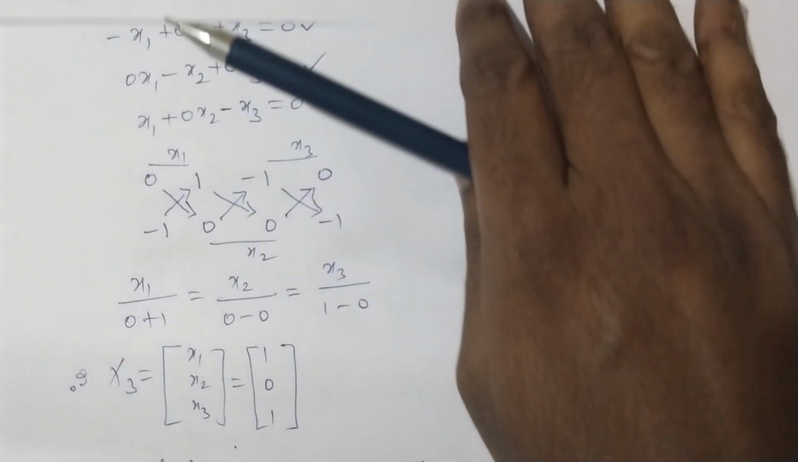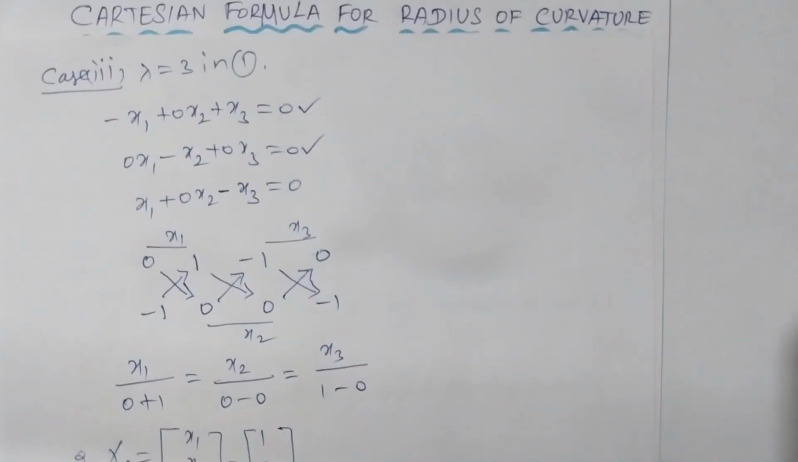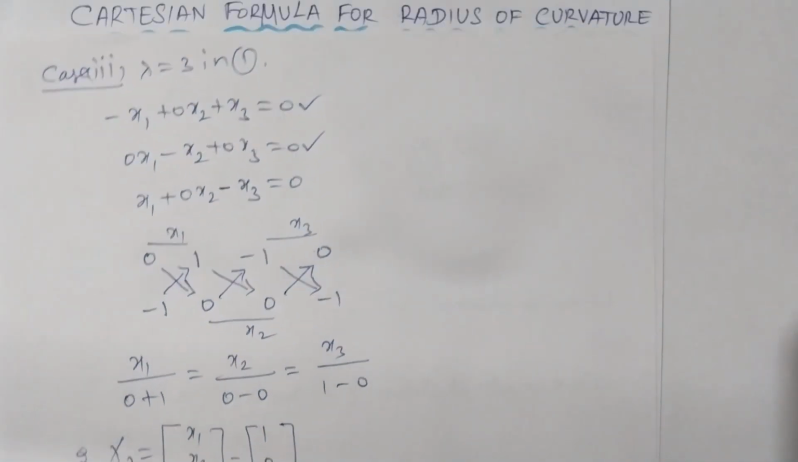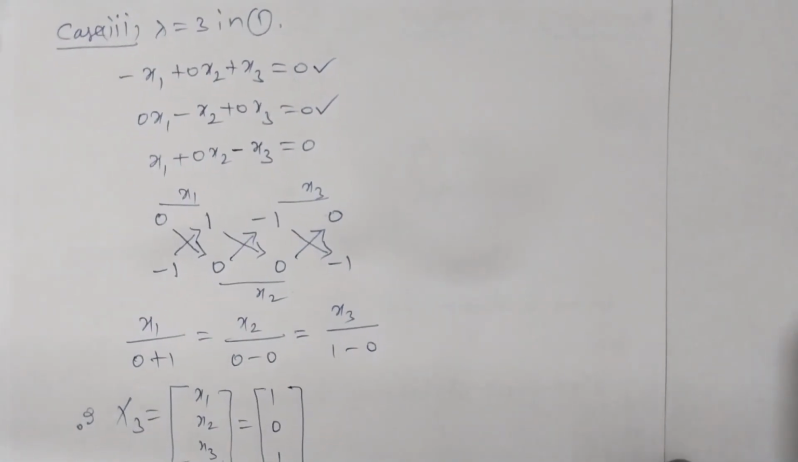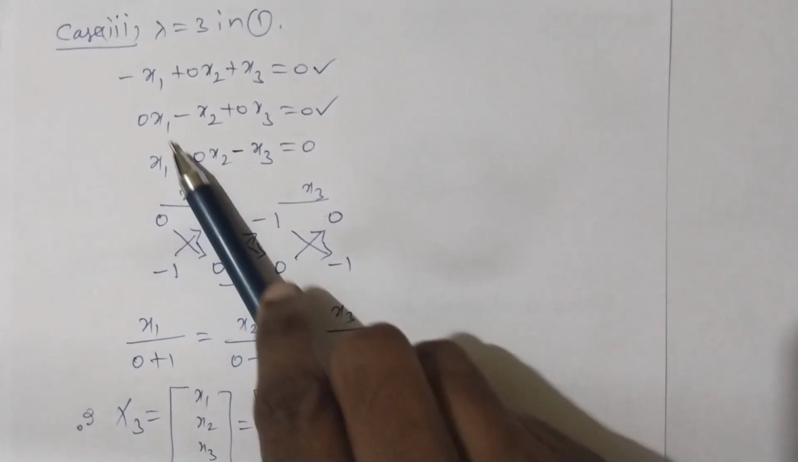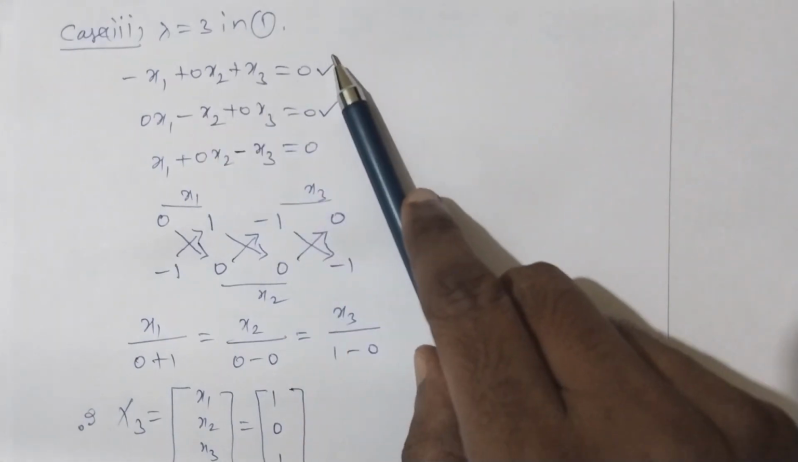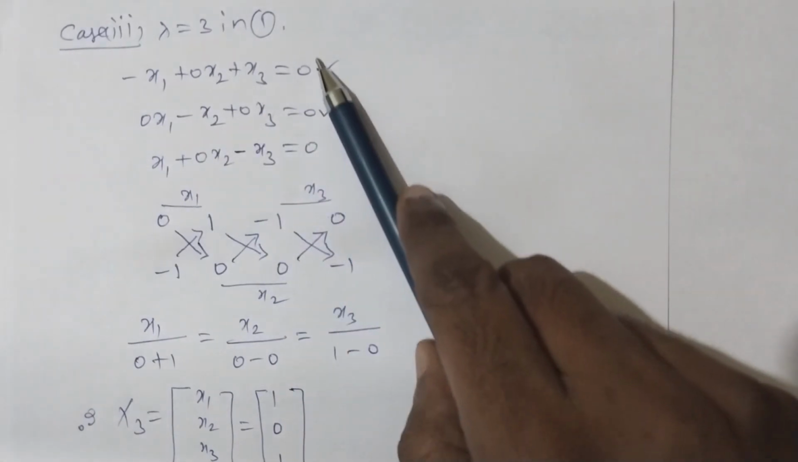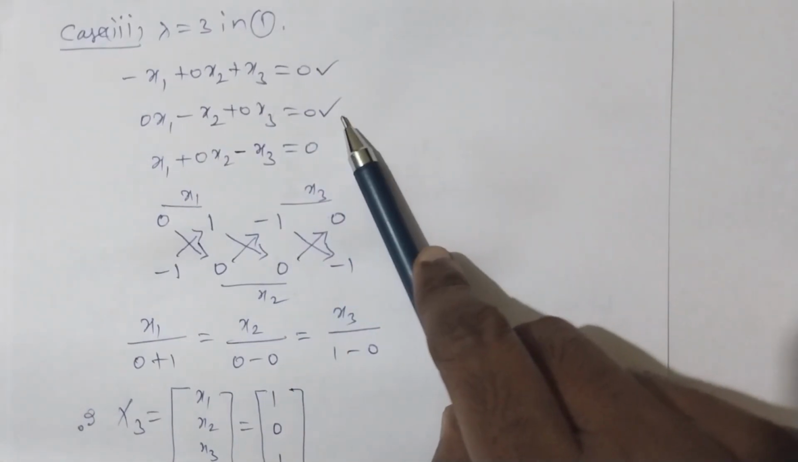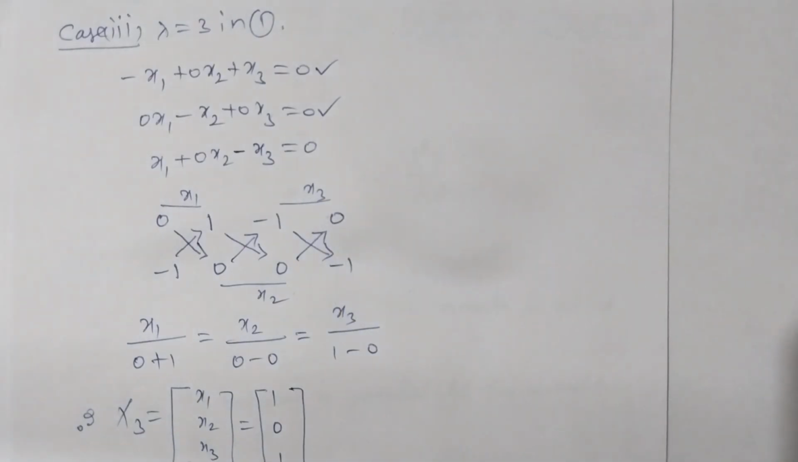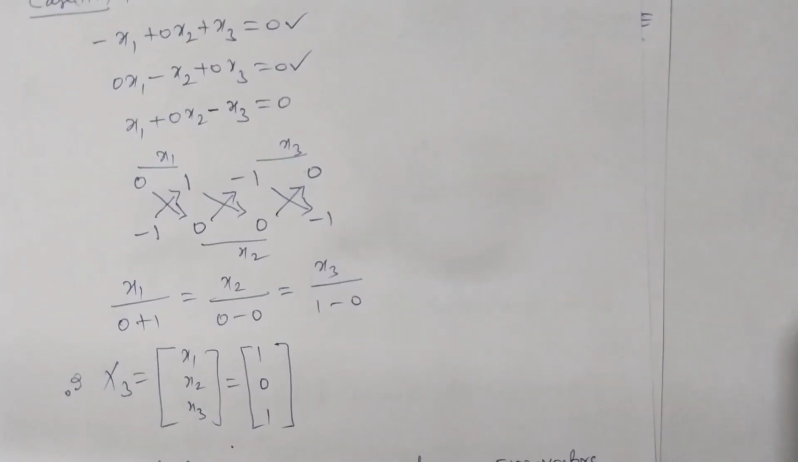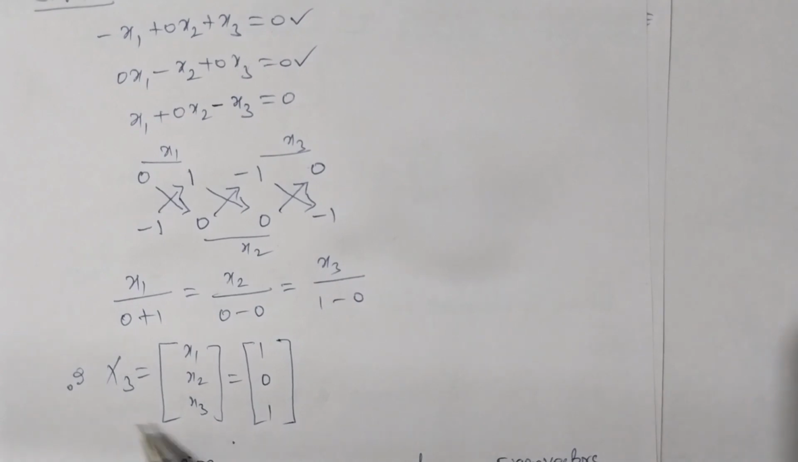Then case number 3, lambda is equal to 3. In equation number 1, we get 3 equations. So we select 2 distinct equations. After that, apply the cross product rule. Then we get the third eigenvector x3 is equal to 1 0 1.